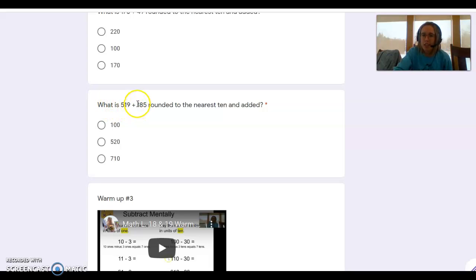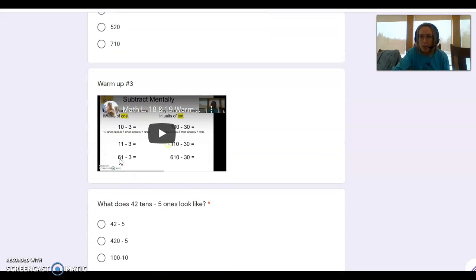What is 519 plus 185 rounded to the nearest 10 and added? 519 rounded to the nearest 10 is, everybody, 520. 185 rounded to the nearest 10 is, everybody, 190. Good job, which gives me 710 if I add the two together.